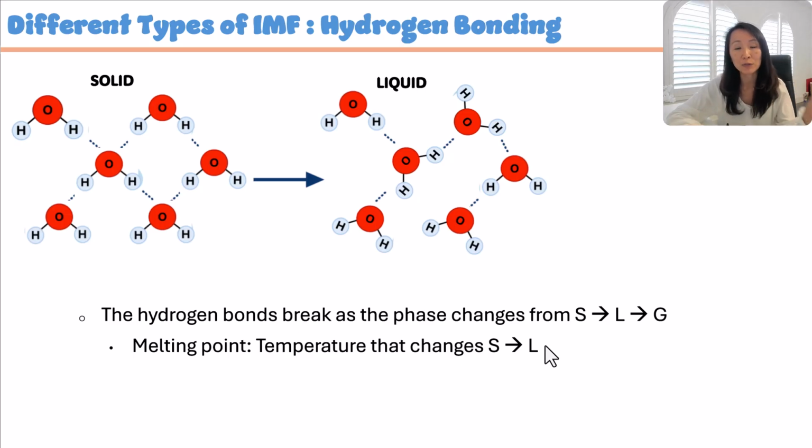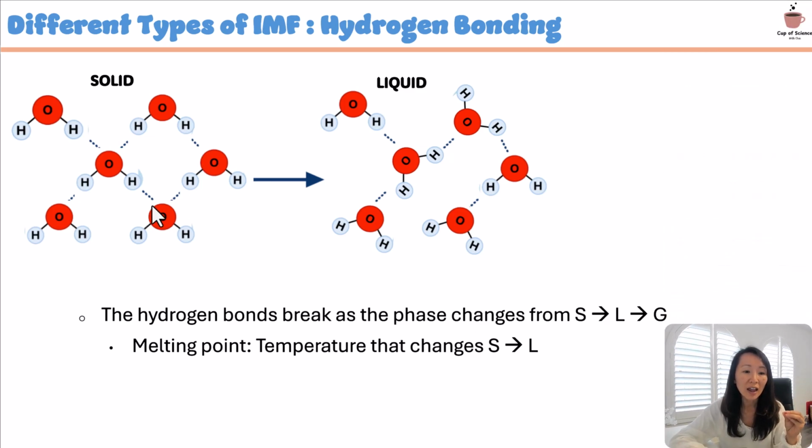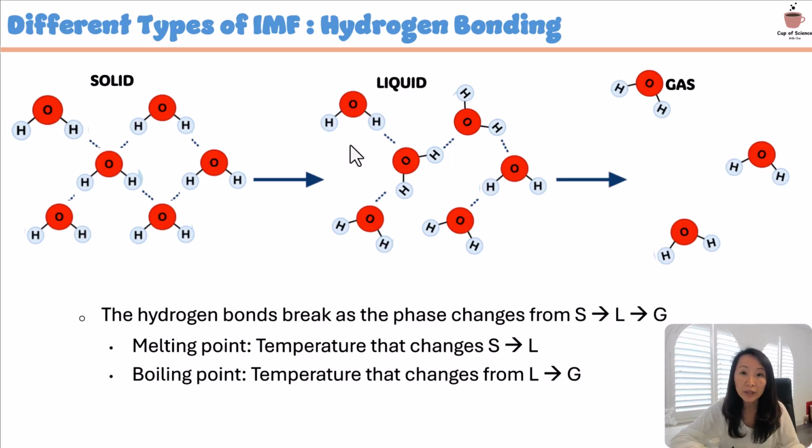And why does it change from solid to liquid? Is because that heat is being utilized to cut this hydrogen bonding. Then going from liquid to gas, this is the boiling point, meaning the temperature in which it goes from liquid to gas. And what happens is that heat is being utilized to cut all of the intermolecular forces within the liquid molecule. And so they are able to form gas, and they're free from each other, and there is very little or no intermolecular force within the gas.